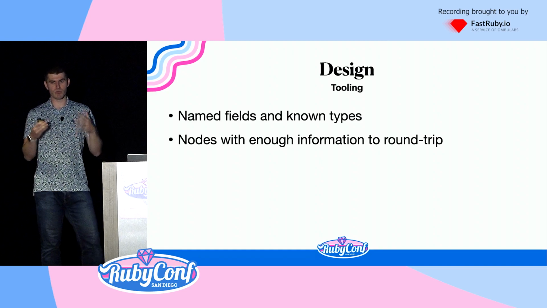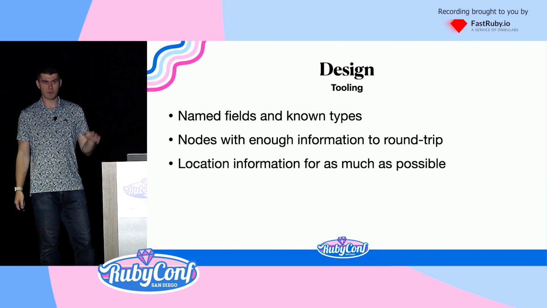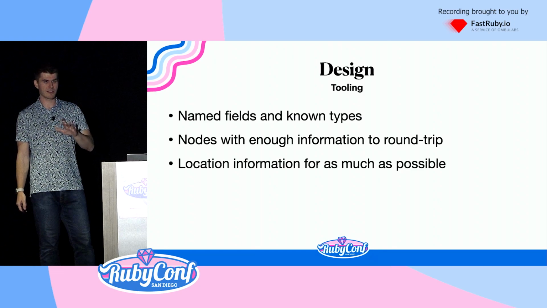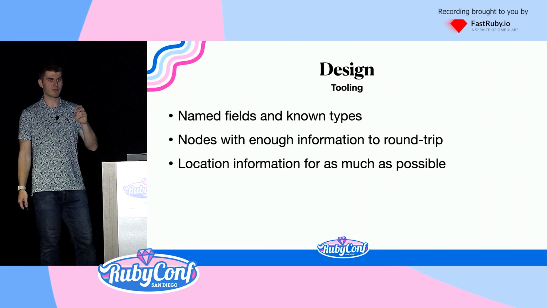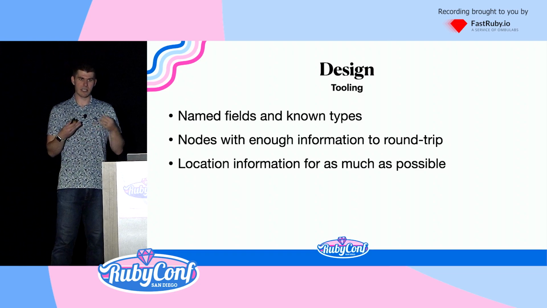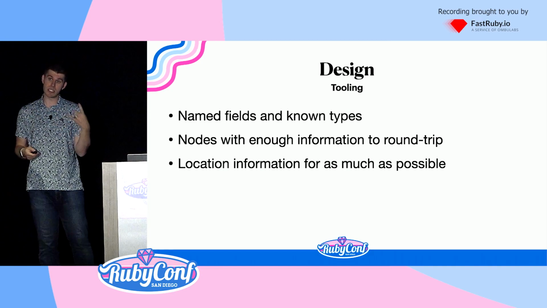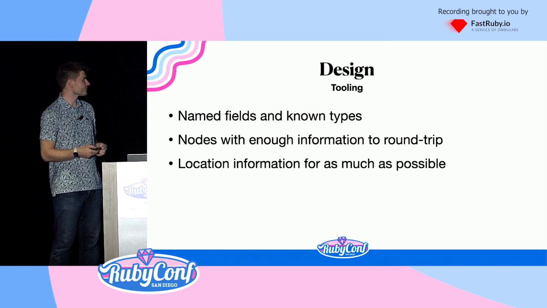So you should be able to replicate the source exactly. And we provide location information for as much as possible. One of the downfalls of a lot of the existing syntax trees is that they don't provide information about where things specifically were in source. If you have a then keyword or an if keyword, a lot of the time you'll get an if node, but you won't find out where the keyword was. A lot of the time you need that for linters or static analysis.